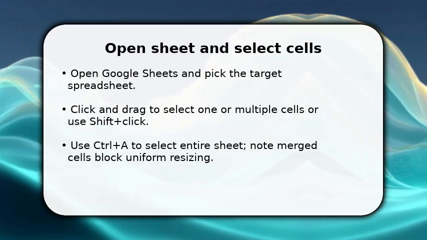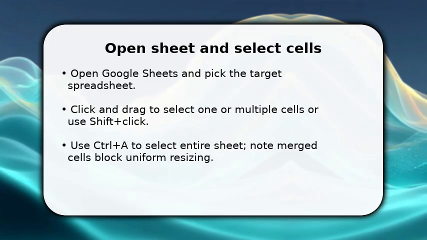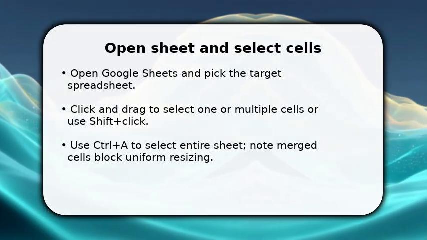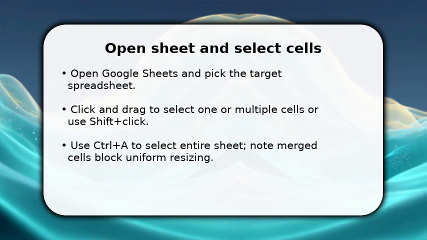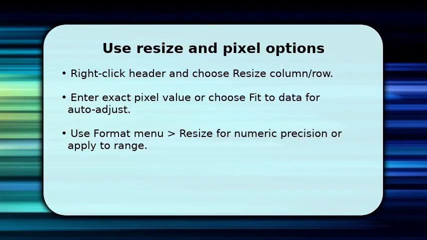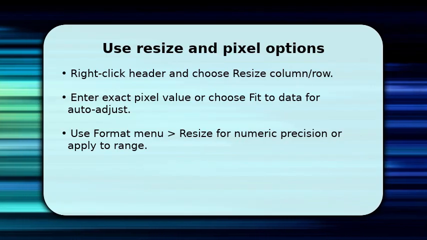Make sure to check for merged cells because they alter how size changes apply and can block uniform adjustments across columns or rows. Now adjust precisely. Right-click a selected column or row header and choose Resize Column or Resize Row. You'll see two choices: enter an exact pixel value for consistent sizing across a sheet, or choose Fit to Data so Google Sheets auto-sizes to content.